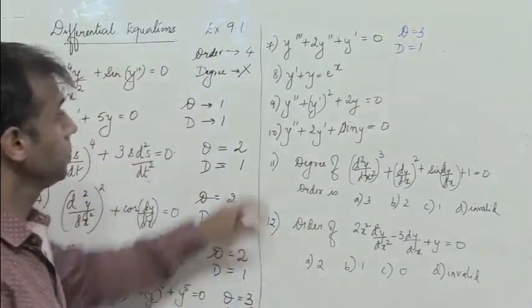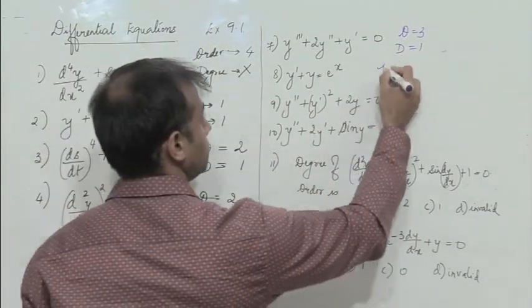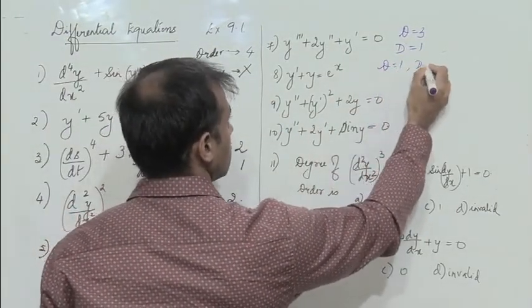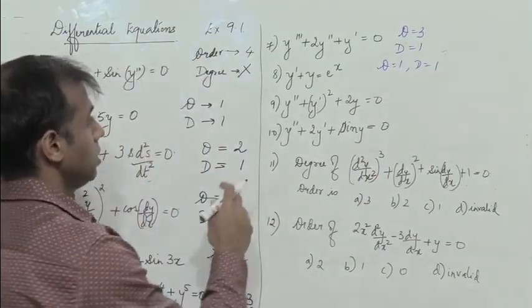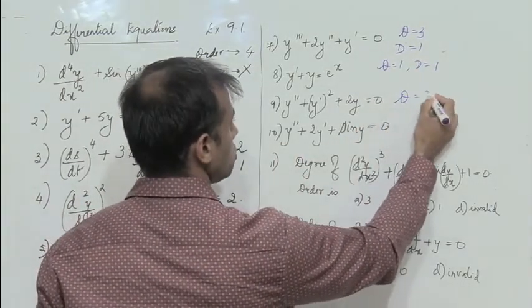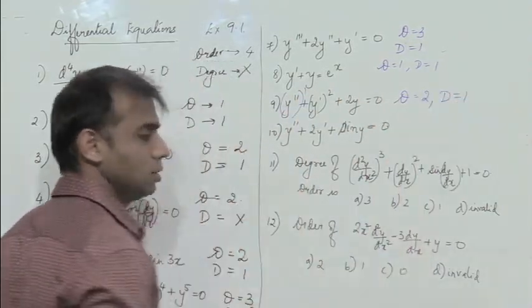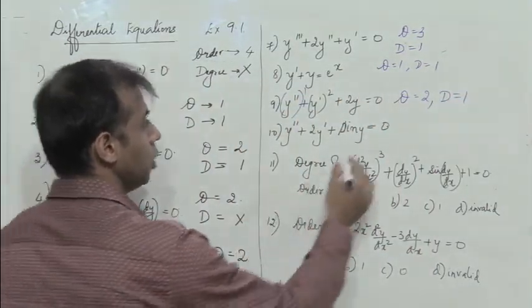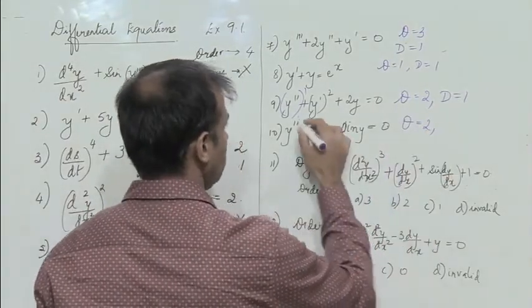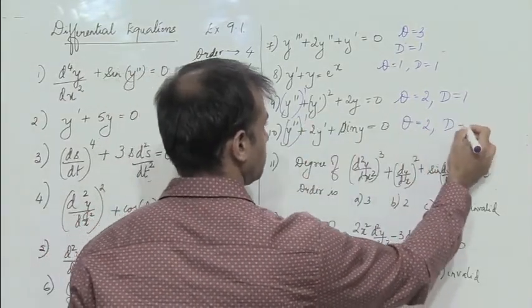Next, the eighth problem, the order is 1 and the degree is also 1, right? The ninth one, what is the order? The order is 2 and its degree is 1. Then the 10th problem, the order is 2 and we find that the degree is 1.